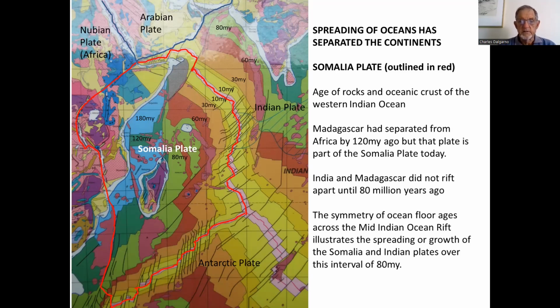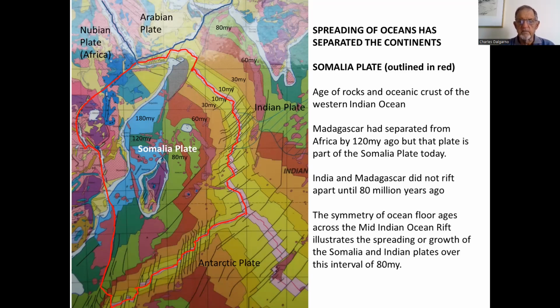Reading this, this shows the age of rocks and oceanic crust of the Western Indian Ocean, or entire Indian Ocean really, except Australia is not present here. And Madagascar had separated from Africa by 120 million years ago, but that particular plate shown in blue and green is part of the Somalia Plate today. And India and Madagascar didn't rift apart until 80 million years ago. So the oldest oceanic crust between those two continents effectively is shown there in green, with an indication in black of 80 million resting against it.